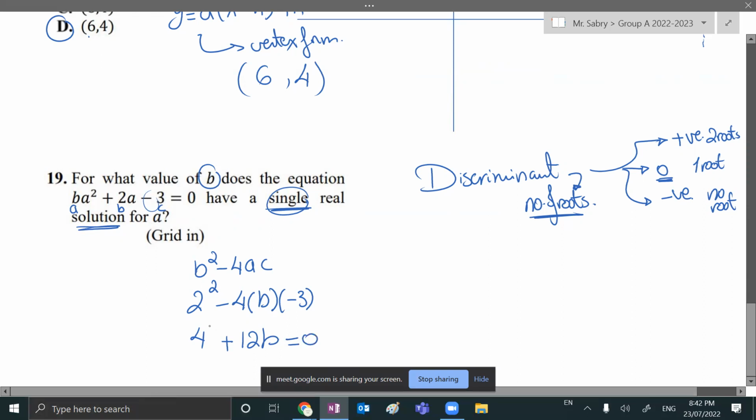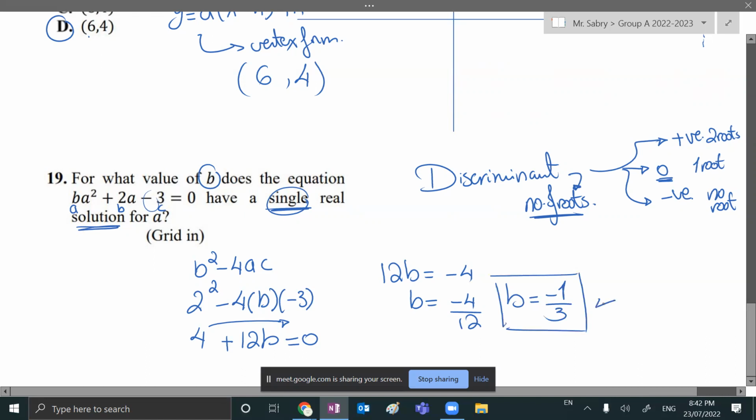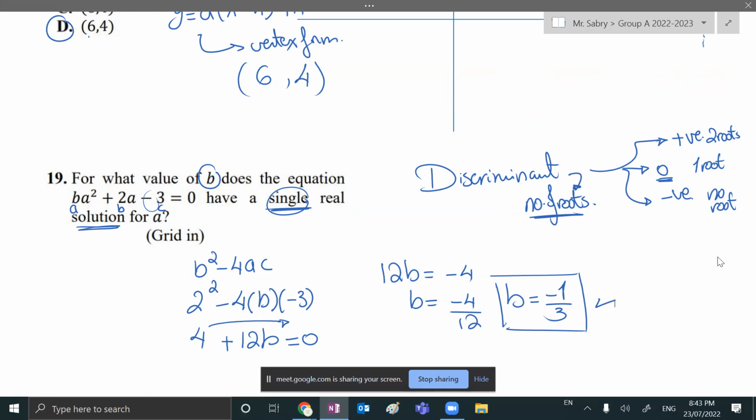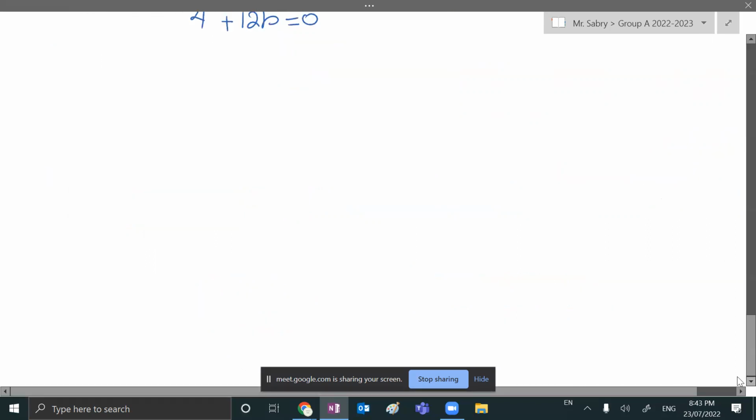And I'll start solving this equation. Move 4 to the other side, so I'll have 12B equals negative 4, which means that B is equal to negative 4 over 12, which means then that B would be equal to negative 1 over 3 as the simplest form. Does that make sense? Are we all good? Perfect.